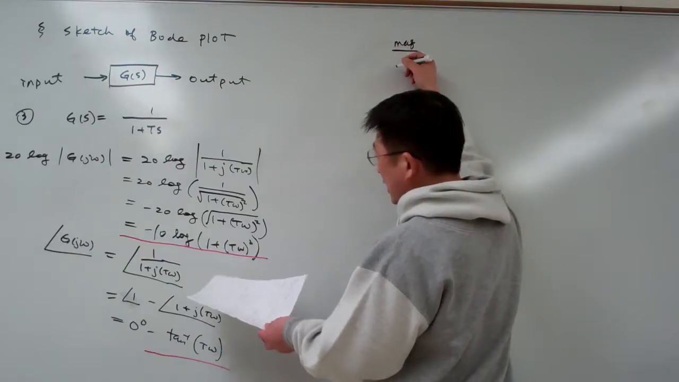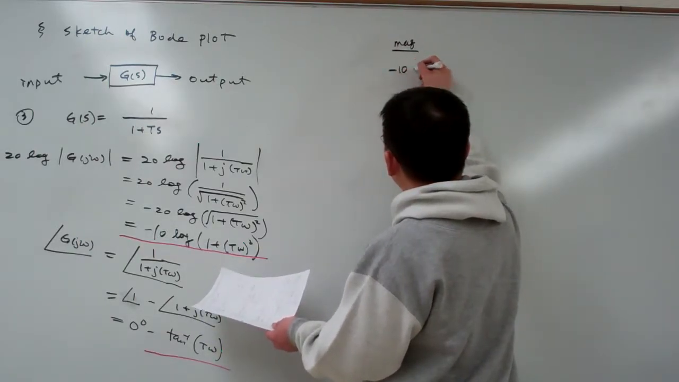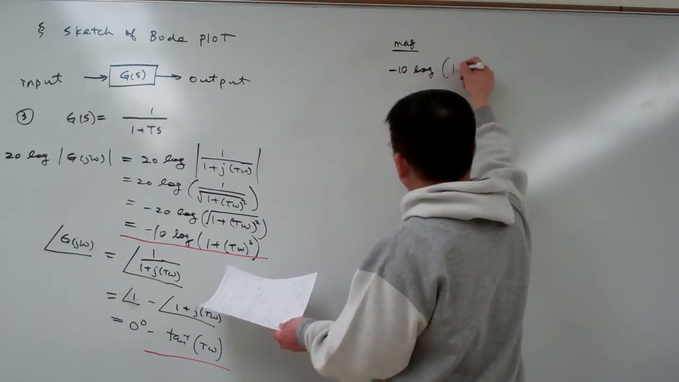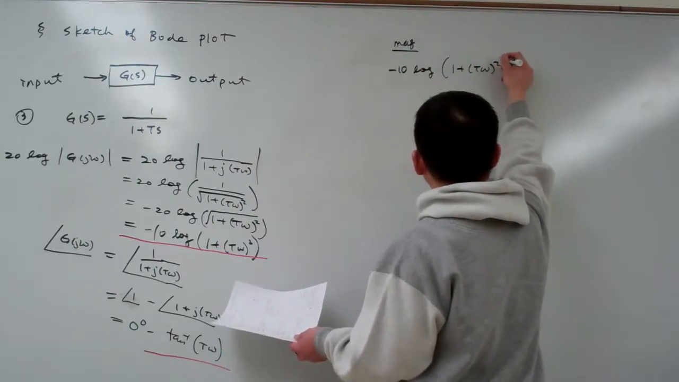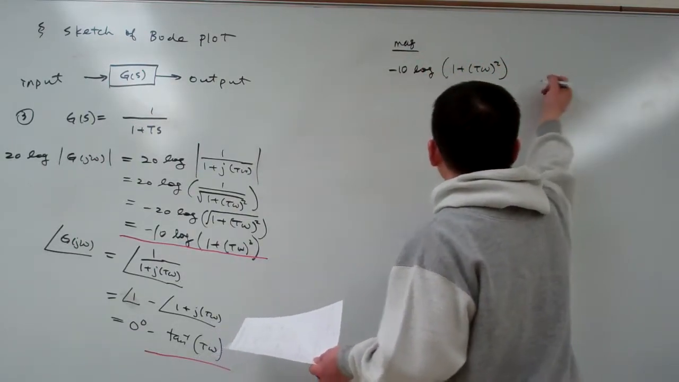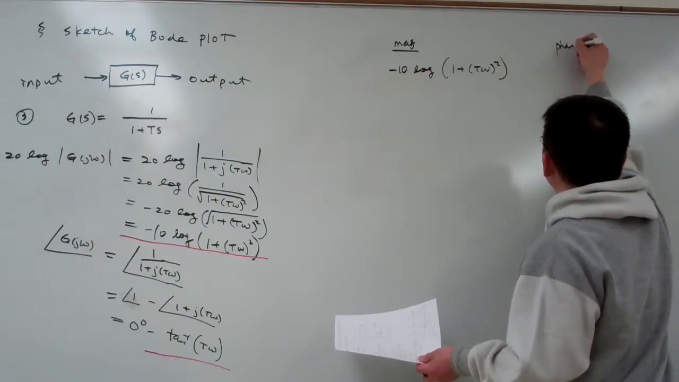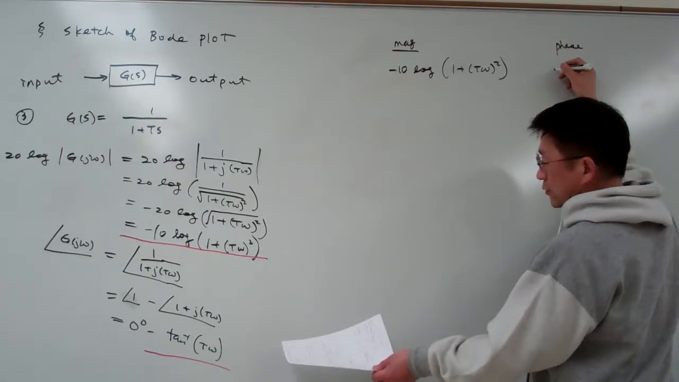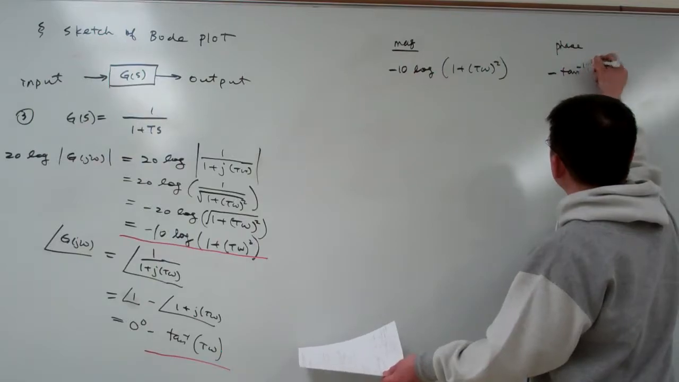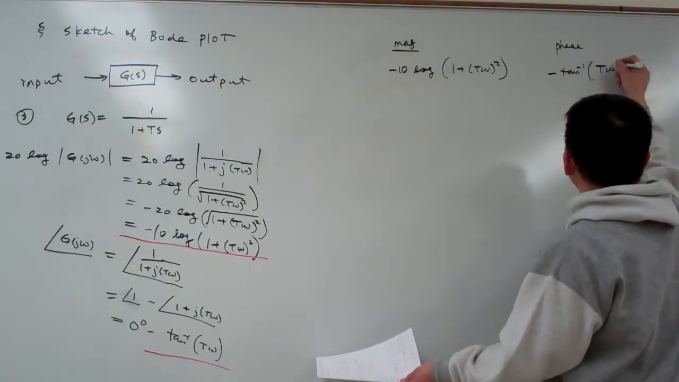So magnitude, let me copy that information, is minus 10 log of 1 plus (T omega) squared, and our phase is equal to minus arctangent of T omega.